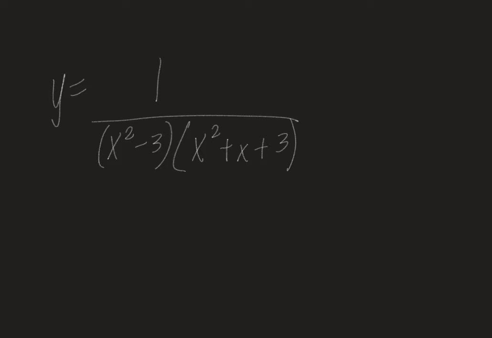So it's asking us to find the derivative of this function, 1 divided by x squared minus 3 times x squared plus x plus 3. Now, what's important here is to determine what rule you need to use. Well, most of the time I say, if you say times when you're reading the problem, it's a product rule, and if you say divide when you read the problem, it's a quotient rule.